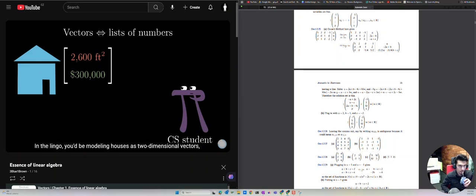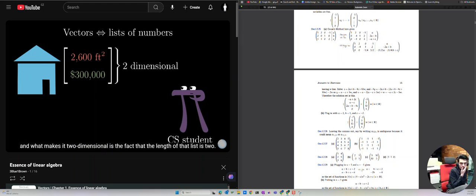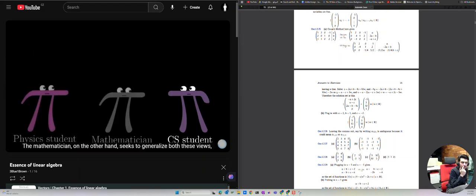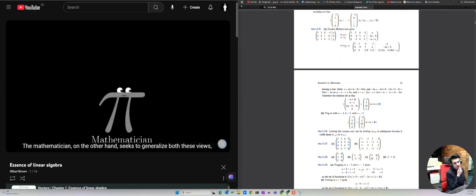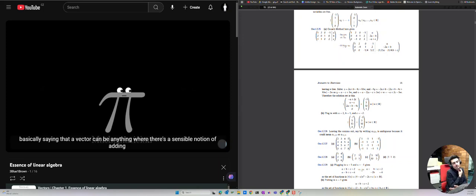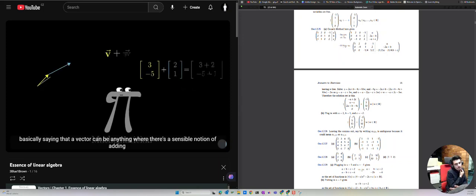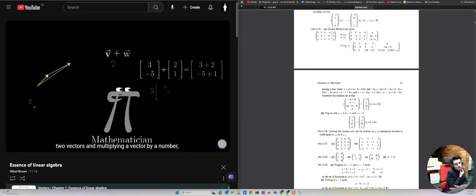In the lingo, you'd be modeling houses as two-dimensional vectors, where in this context, vector is pretty much just a fancy word for list, and what makes it two-dimensional is the fact that the length of that list is 2. The mathematician, on the other hand, seeks to generalize both these views, basically saying that a vector can be anything where there's a sensible notion of adding two vectors and multiplying a vector by a number, operations that I'll talk about later on in this video.